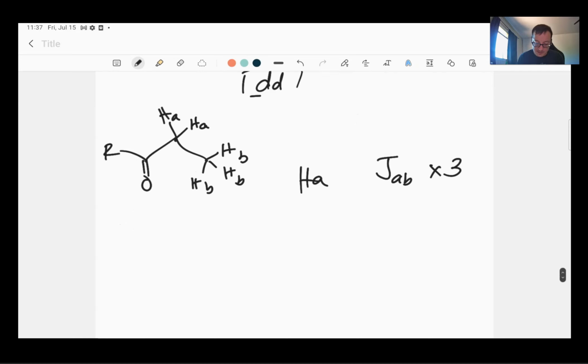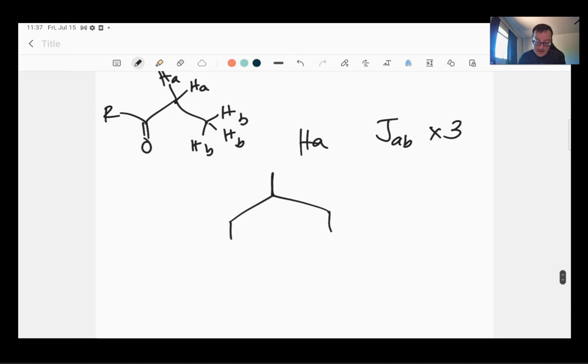So if we want to look at a splitting tree for HA, we know it's going to be a quartet, right? It's got 3 neighbors, but if we want to do the tree, we need to draw it out. So if we do so, we have our whatever JAB happens to be. It's going to be pretty small because it's just an alkane. If we do that, we split it up. And then because the coupling constants are the same, JAB is the same for each one, we have to split again. We have to split 3 times.